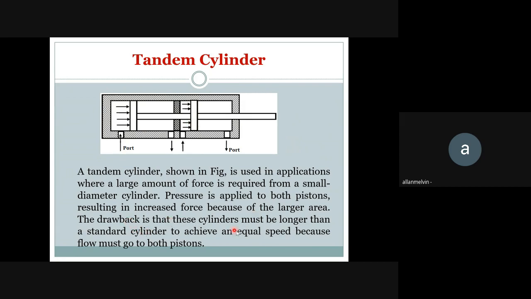The drawback is that this cylinder must be longer than a standard cylinder to achieve equal speed, because flow must go to both pistons. The flow is divided into two. Even though the cylinder is this long, this piston can only extend until here, and this piston only until here. So there's a limitation of space for the piston to move. If you want to achieve equal speed like the normal double acting cylinder, you need to increase this length, maybe double this length, so you have double force at the normal speed.